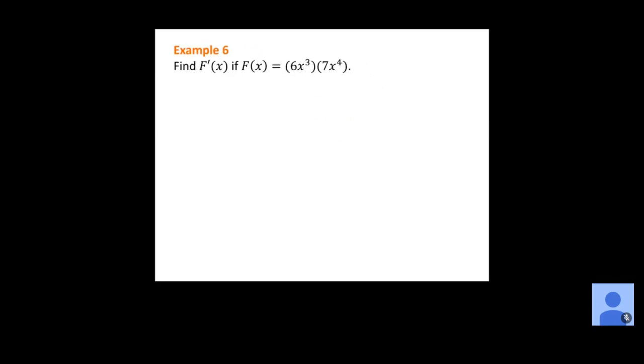All right, so let's take a look at this one. We've got big f of x is equal to 6x cubed times 7x to the fourth, and we're trying to find the first derivative. So this is an example where we can use product rule, right, because we have the product of two different functions. So what could we let our little f function be equal to this time?